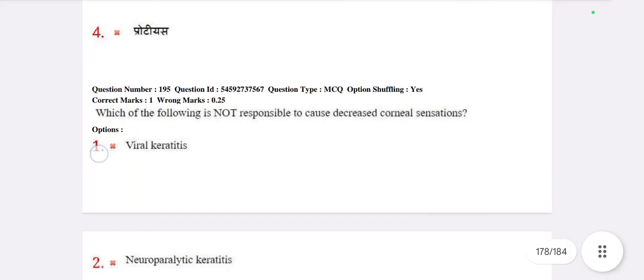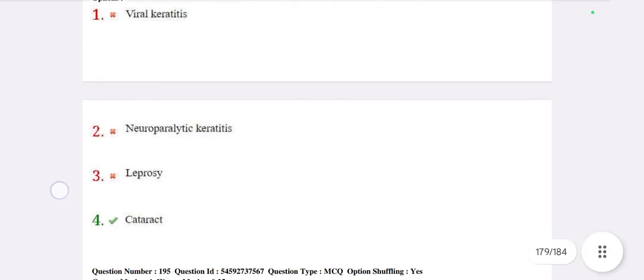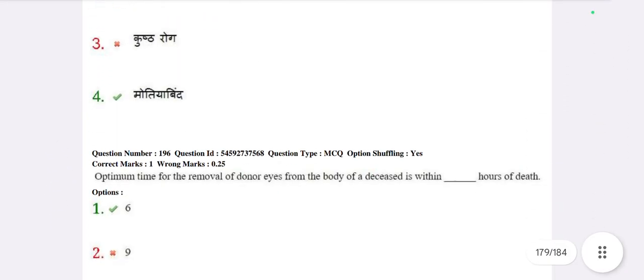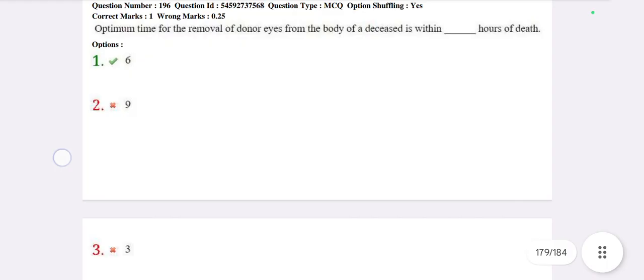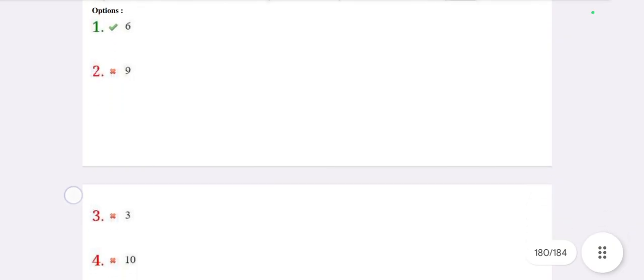Our next question is, which of the following is not responsible for causing decreased corneal sensation? First, viral keratitis, second, neuroparalytic keratitis, third, leprosy, fourth, cataract. Our correct answer is fourth, cataract. Next question is, optimum time for the removal of donor eye from the body of the deceased is within dash hours of death. Correct answer is within 6 hours of death.